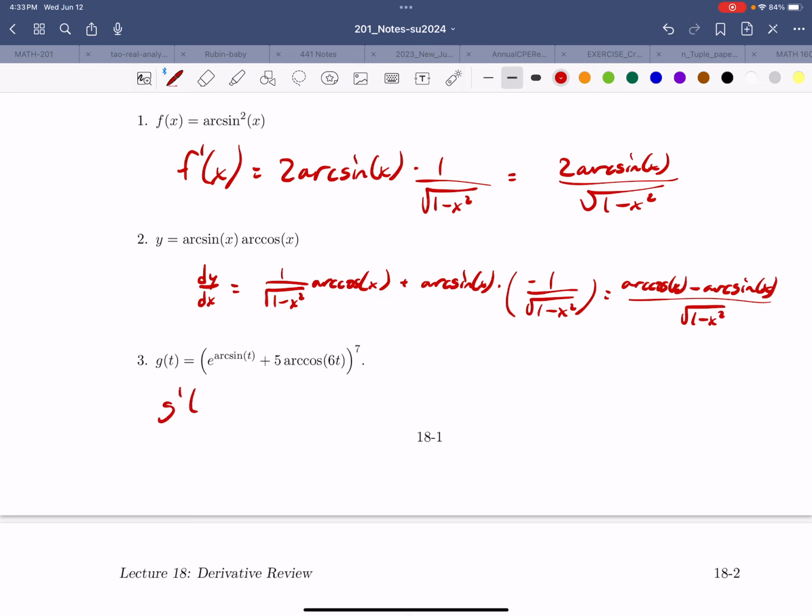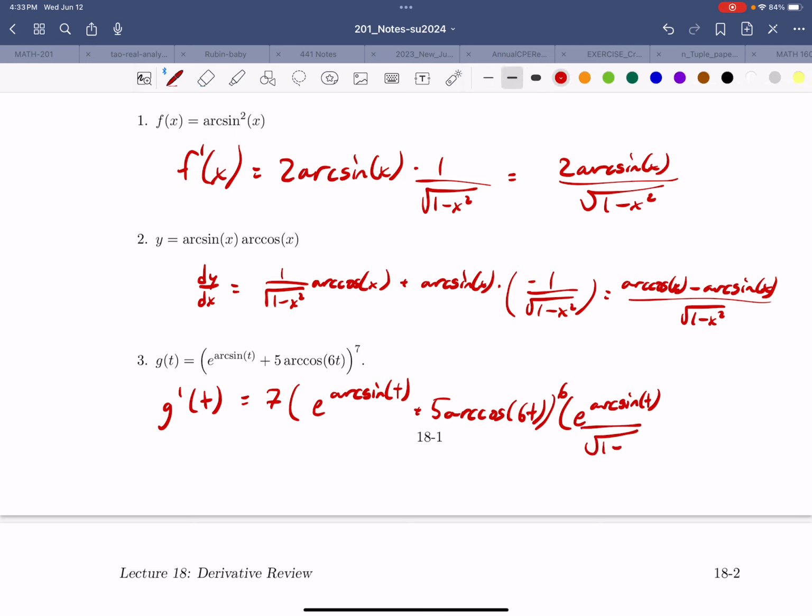Now g of t, right? G prime of t. What have we got here? Well, another chain rule problem, right? So we have 7 times all this stuff in parentheses to the 6th times the derivative of the inside. Well, that's going to be e to the arc sine of t times the derivative of arc sine of t, right? Which is 1 over square root of 1 minus t squared. Just put it down there.